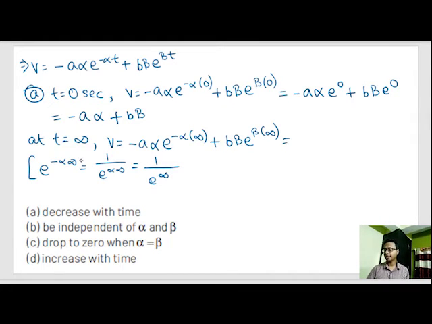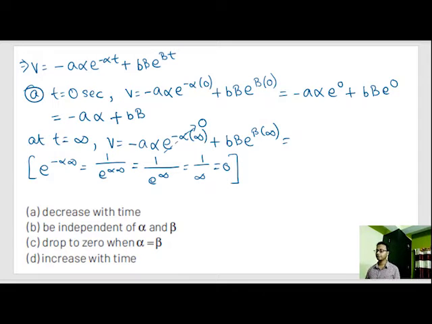So 1 by e to the power infinity is nothing but 1 by infinity, because anything raised to the power infinity is also infinity, which is equals to 0. Because any finite number divided by a very large number, suppose infinity, is always equals to 0. Okay, so this term becomes 0, and anything multiplied by 0 is 0.